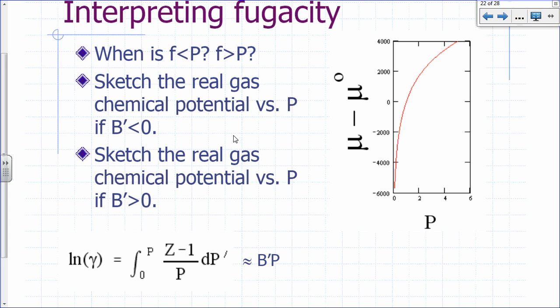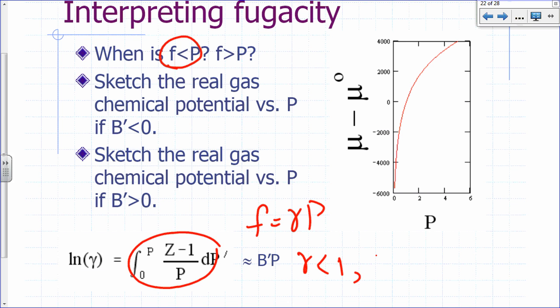Let's see if we can get a molecular interpretation of fugacity. When is the fugacity less than the pressure? Remember, fugacity is gamma times pressure. That means when gamma is less than 1, right? And when is gamma less than 1? When this integral right here is negative, so when B prime is negative.